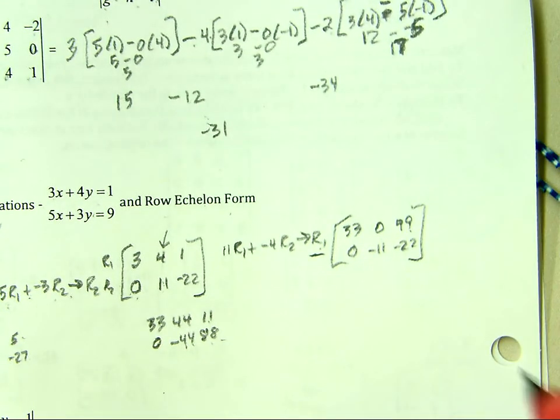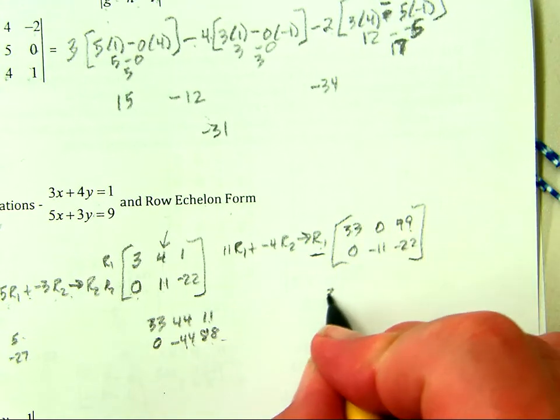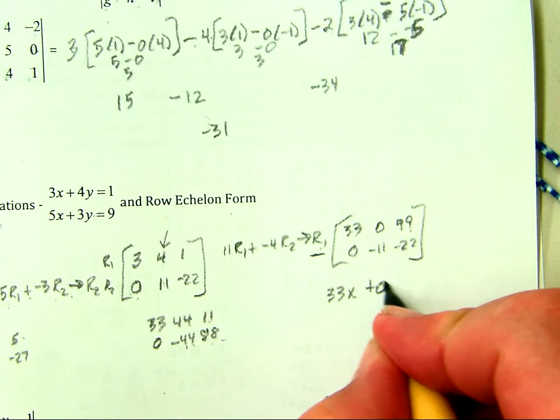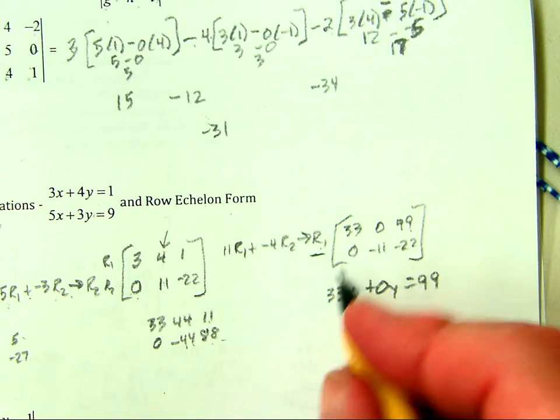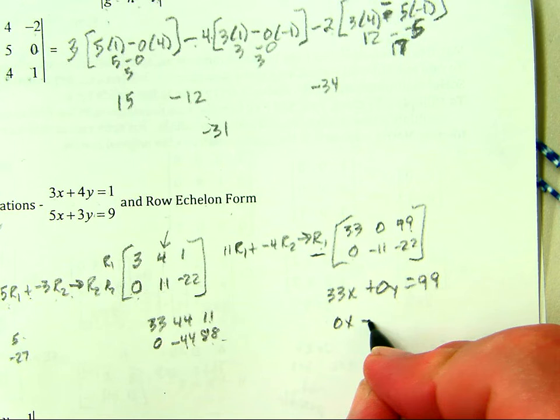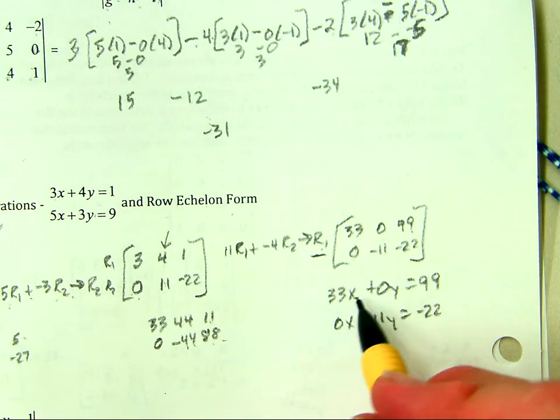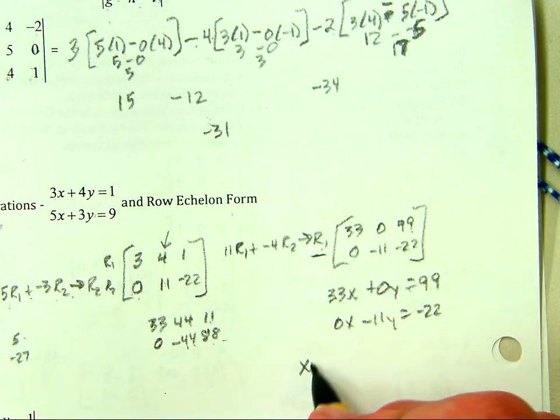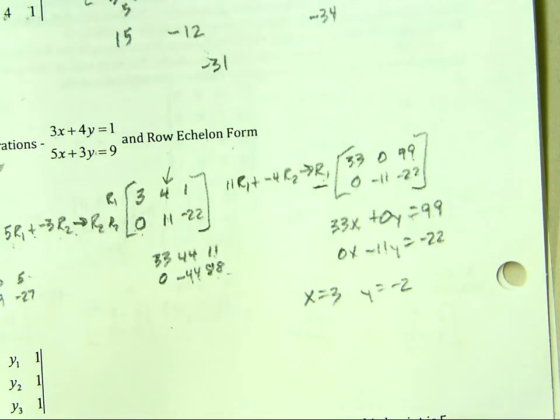Now we can stop there because now we can put our stuff back in. Remember, this first column was x. So that's 33x plus 0y equals 99. The second column was y. This second equation is 0x plus a negative 11y equals a negative 22. Well, now we can solve that. If 33x equals 99, then x equals 3. If a negative 11y equals negative 22, then y equals negative 2. Don't use this much anymore, but this was a lot of manipulation with the rows and stuff. Okay?